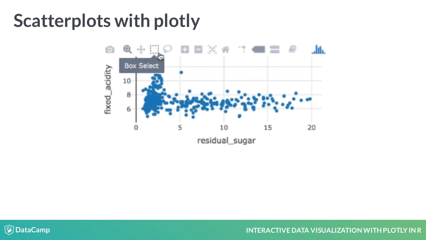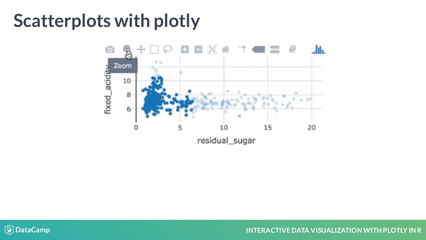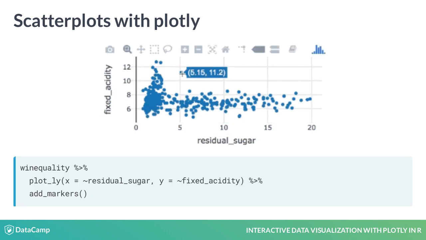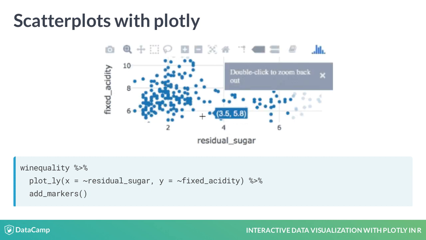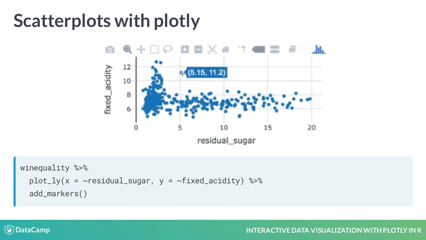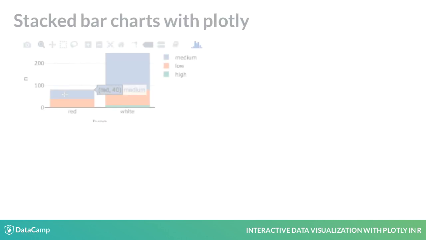Scatterplots allow us to explore the relationship between two numeric variables, such as the residual sugar and fixed acidity in wine. As before, we begin by piping our dataset into the plot_ly command. Next, we specify that residual sugar should be mapped to the x-axis and fixed acidity should be mapped to the y-axis. Finally, we add a markers trace to plot a point for each ordered pair.